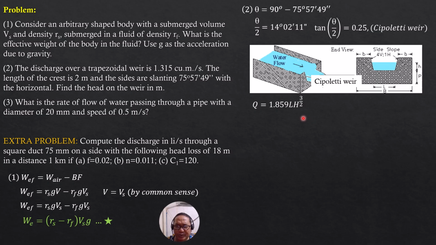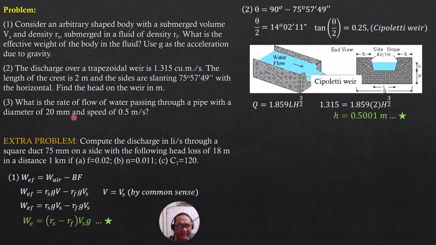Substituting the values of L and Q, so to solve for the head. So 1.315 equals 1.859 times 2, head to the 3 halves. Solving for the head is 0.5001 meter.